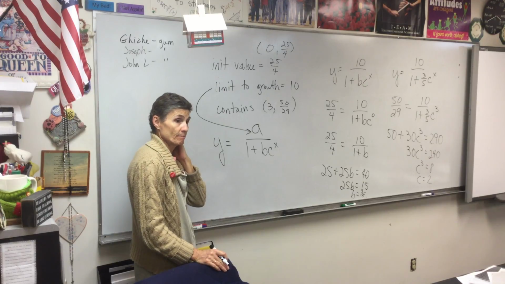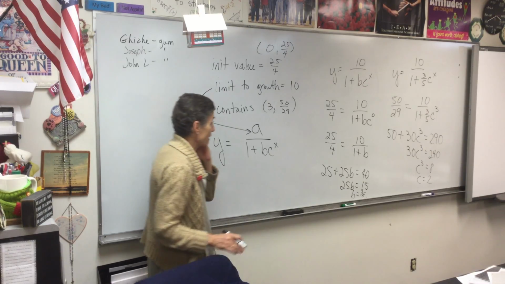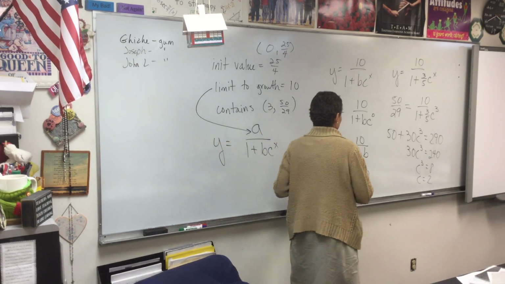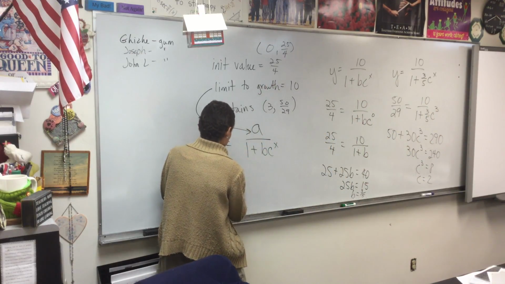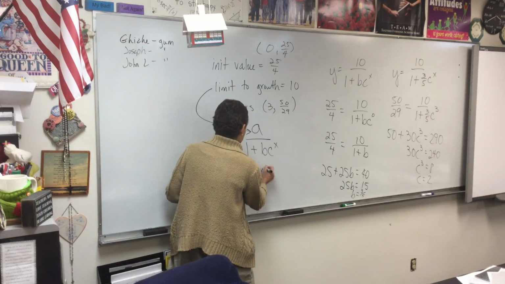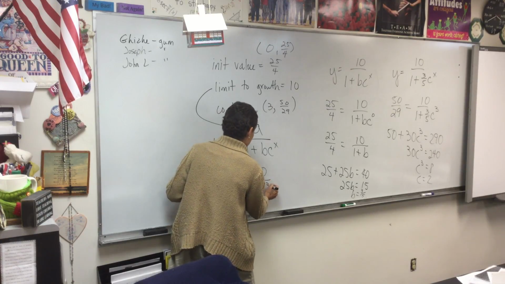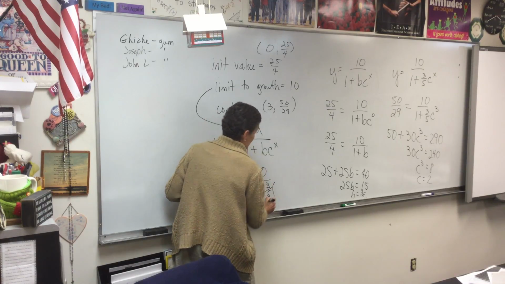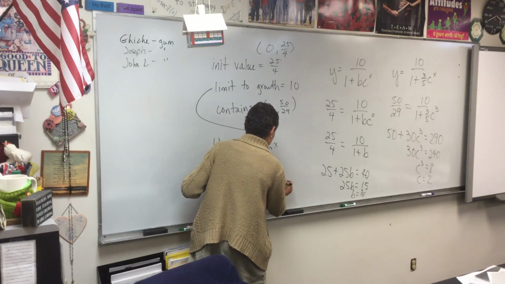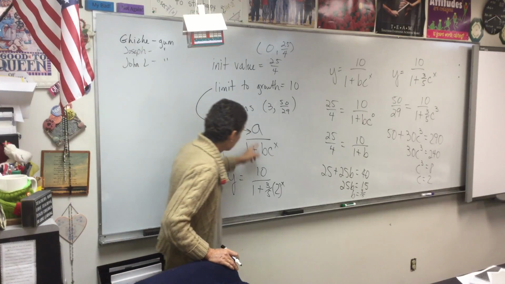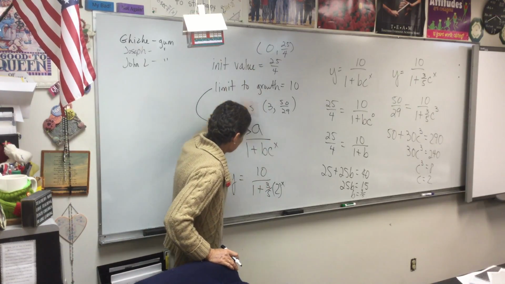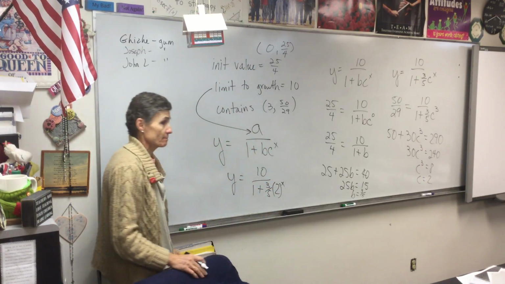Everybody okay? And that means in the answer blank, I'm going to write my final answer. That's all one big problem. My final answer is going to be y equals 10 over 1 plus 3/5 times 2 to the x. Putting in the A, B, and C that I have found in my different steps.